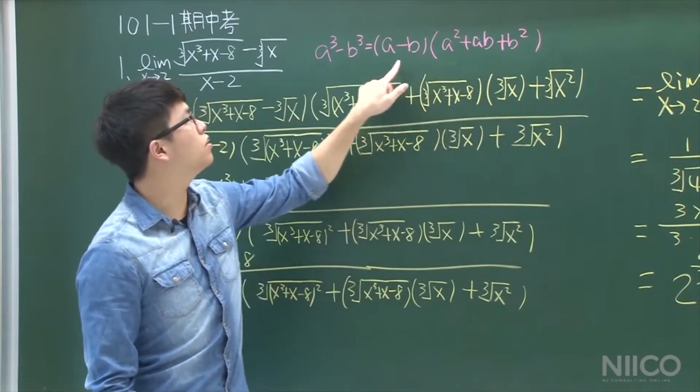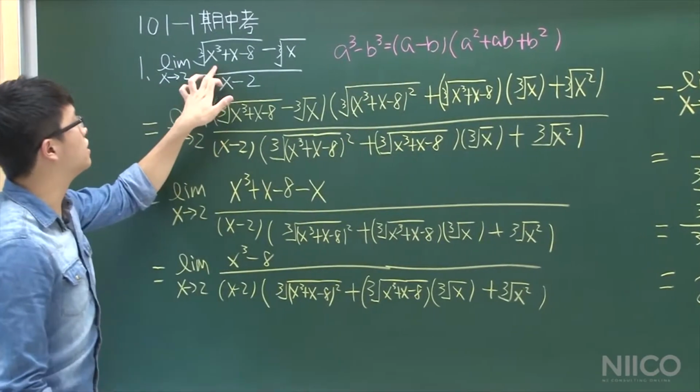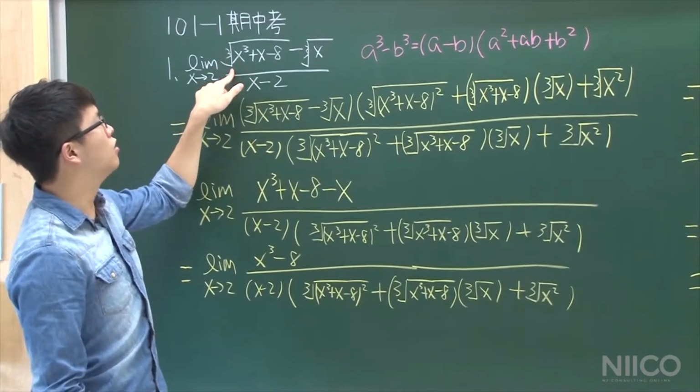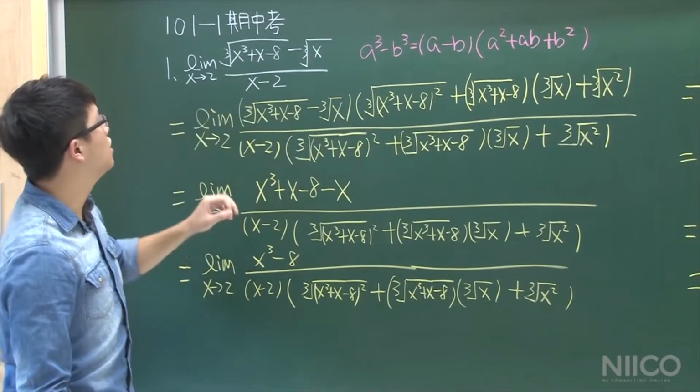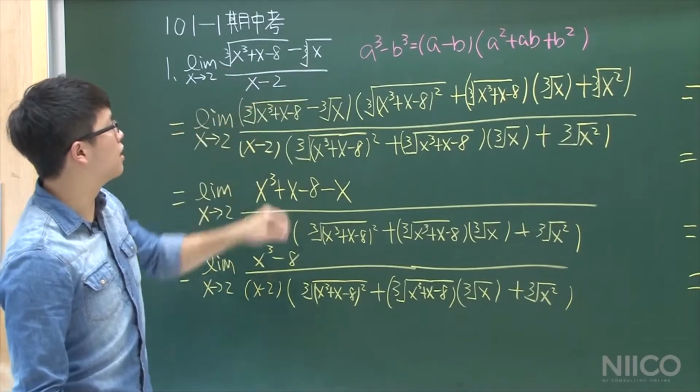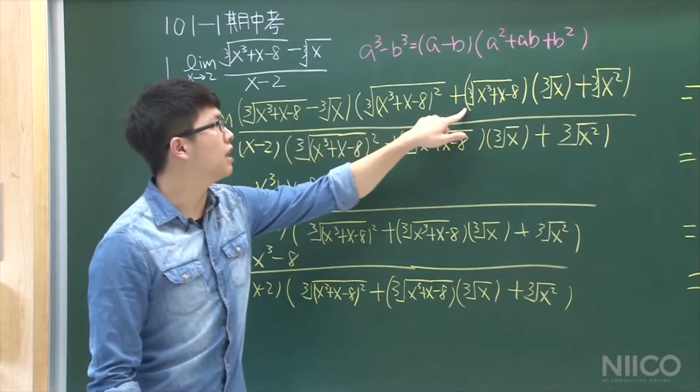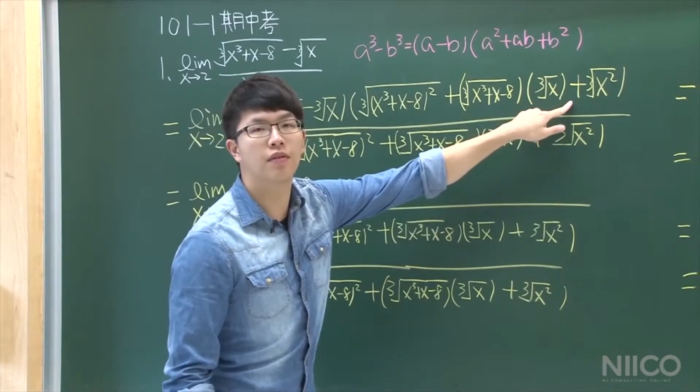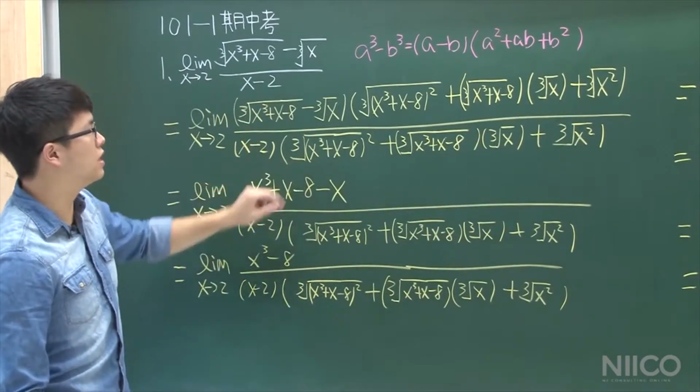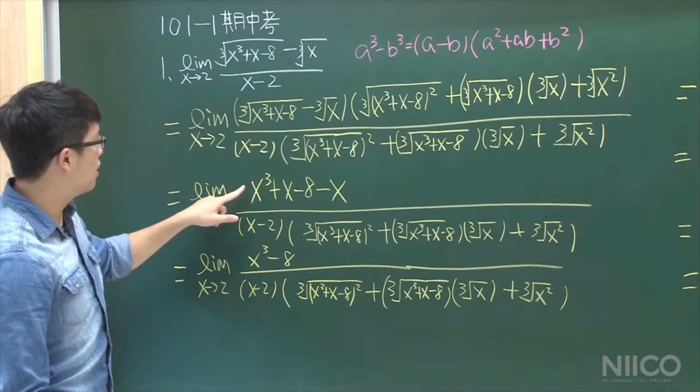So in our case, let's just take a as the third root of x to the third plus x minus 8, and b as the third root of x. In order to apply this difference of cubes formula, we can multiply both the numerator and the denominator with a squared plus ab plus b squared.